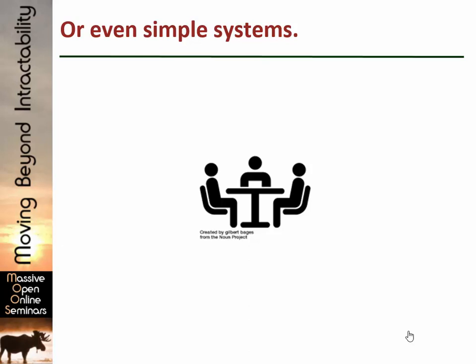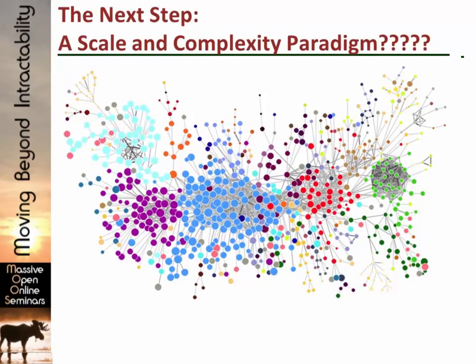So if you assume that you can apply the techniques that work for two people sitting at a table, such as principled negotiation, to complex problems such as Iraq or Afghanistan or Syria or immigration or climate change or inequality, or any of the problems that we're looking at as being so very difficult or wicked these days, you can't have simple solutions. So as Guy pointed out in his video, the next step is what he was calling a scale and complexity paradigm.